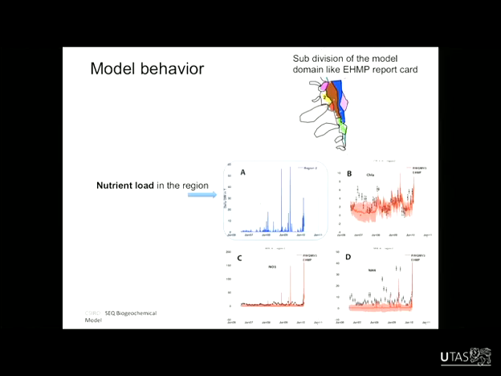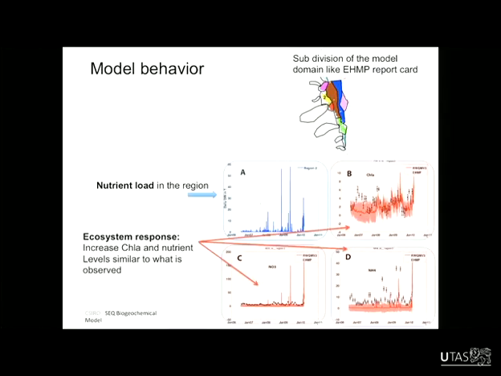You put nutrient load in the region, so that's the nutrient. This is a season, this is 4 years. So you can see sometimes there's no DIN loads in the river, and sometimes there is. So it's quite a variable system. And then you can see the ecosystem response. When you dump nitrate in a river, oh, you have a bloom.